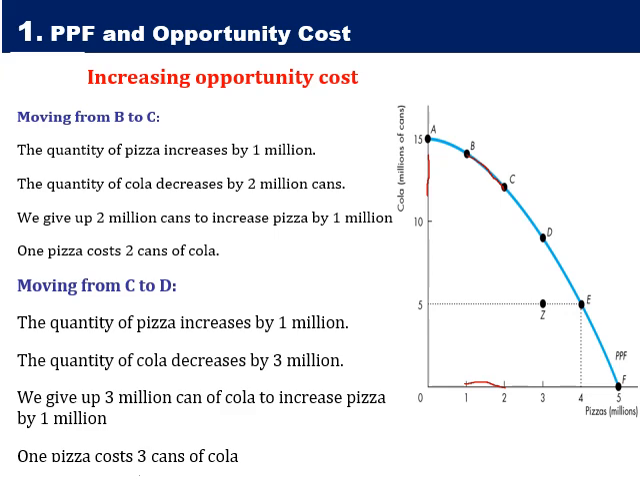So we can conclude that 1 pizza costs us 2 cans of cola, or in other words, the opportunity cost of pizza is 2 cans of cola.